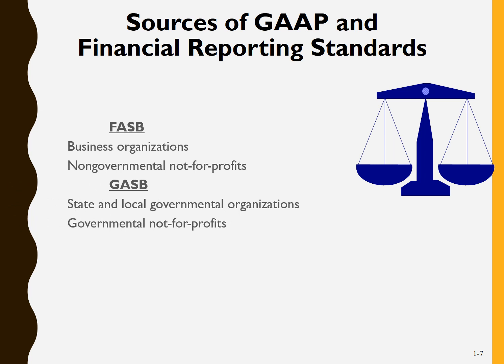GASB, however: if we had a majority UAB board of directors, we would be considered a governmental not-for-profit and would have to report under GASB standards just like state and local governmental organizations do, like UAB does. FASAB is for the federal government and its agencies and departments.